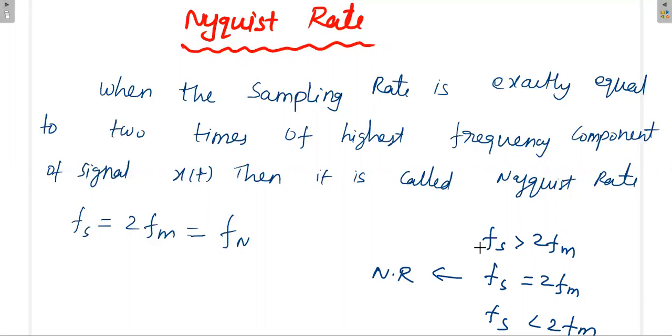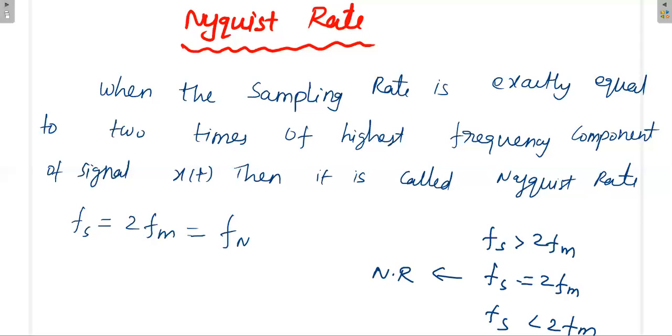You know what sampling is? Sampling means number of samples per second. What is sampling rate? Sampling rate means number of samples per second. If the number of samples is exactly twice the maximum frequency of the signal, then that sampling rate is called Nyquist rate. But to avoid aliasing, the sampling rate must always be greater than the Nyquist rate. If it is less than the Nyquist rate, aliasing will definitely be there.